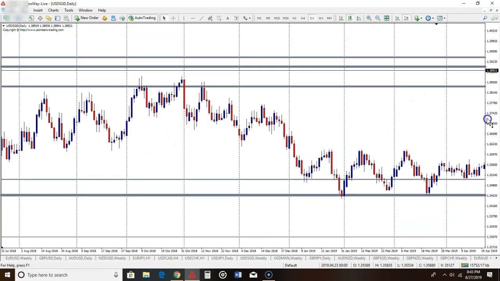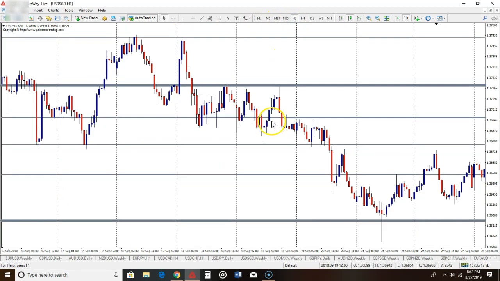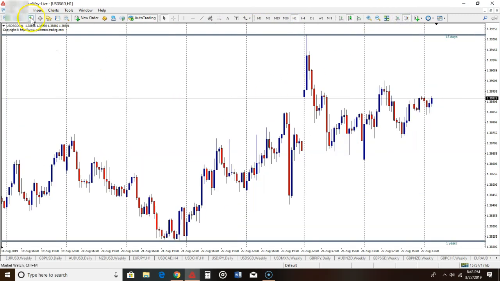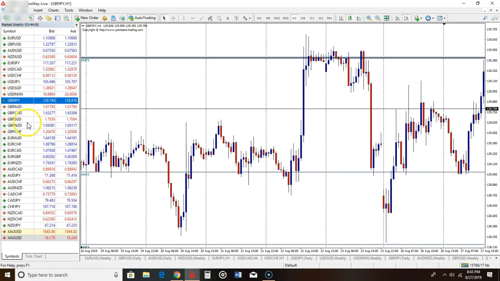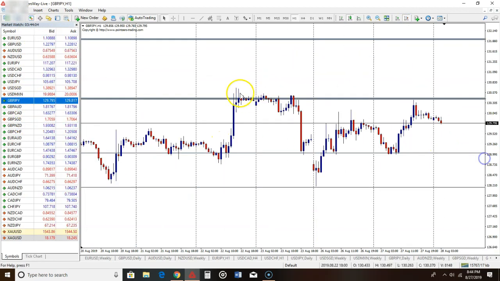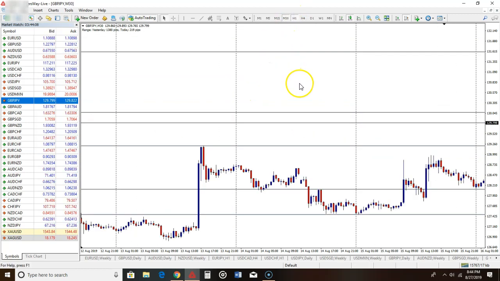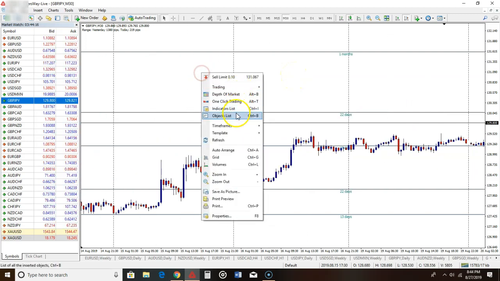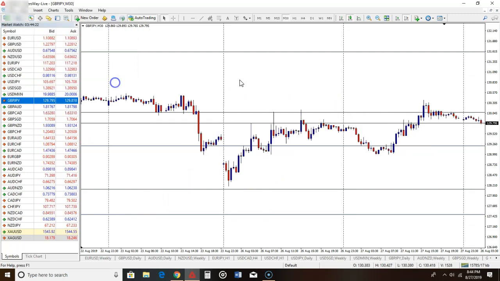So this is a really good indicator for showing your support and resistance levels. Let me open that up a little bit. Alright, let's drop it on another pair. Let's see, GBP/JPY. There it is, support and resistance lines. Let's go to a 30-minute chart. Let me get rid of those pivot points also. It's pretty good, right?